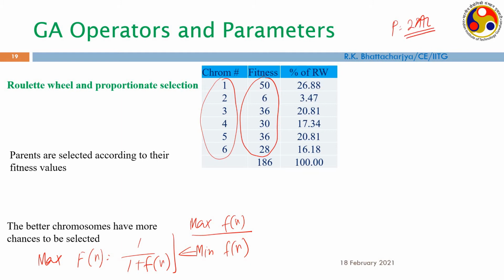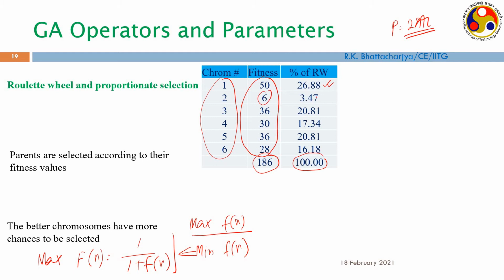Okay, so this is the perimeter of the roulette wheel. What I'm doing basically is dividing this perimeter based on their fitness value. So now the total is 100%. The total fitness is 186, so 50 divided by 186, I should get 26.88. That means the first solution will cover a perimeter equal to 26.88.